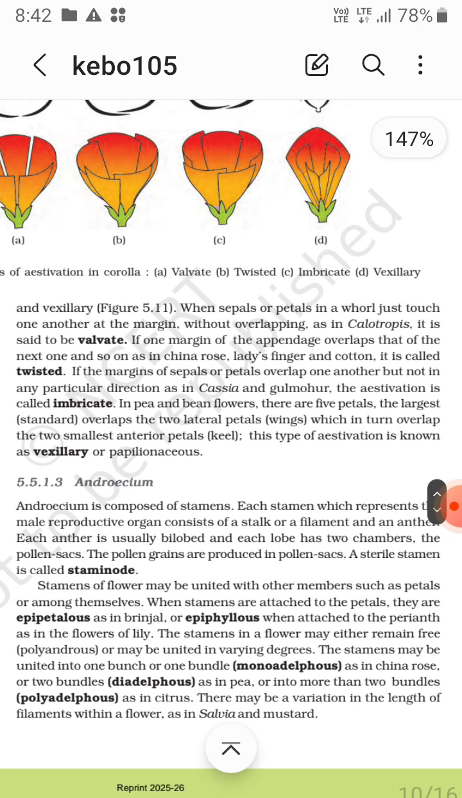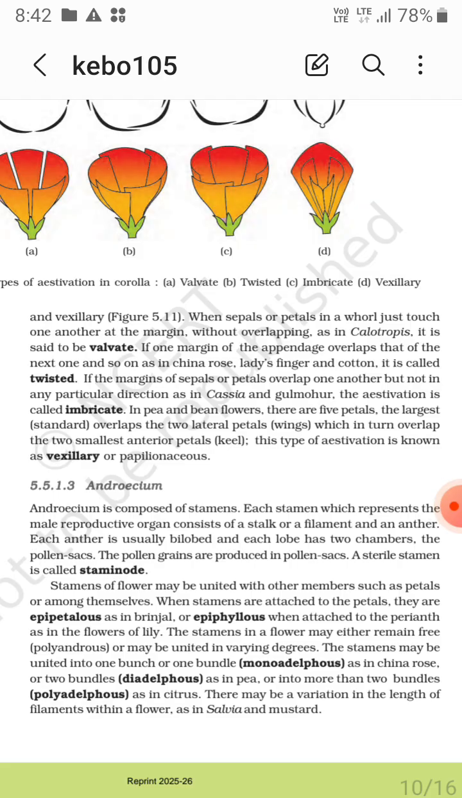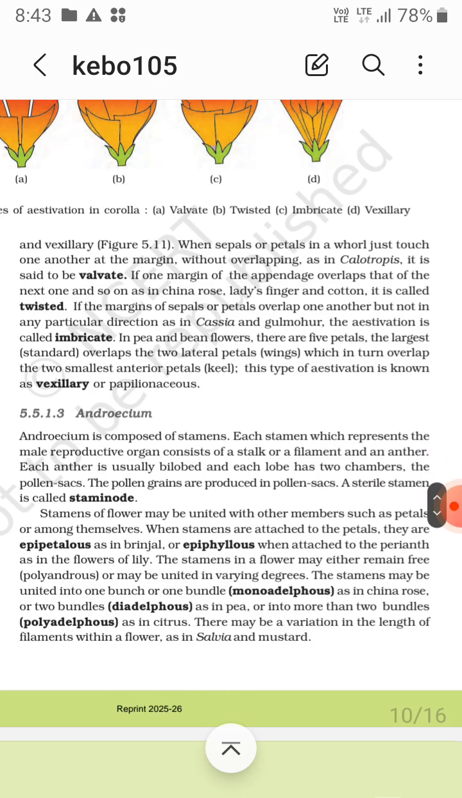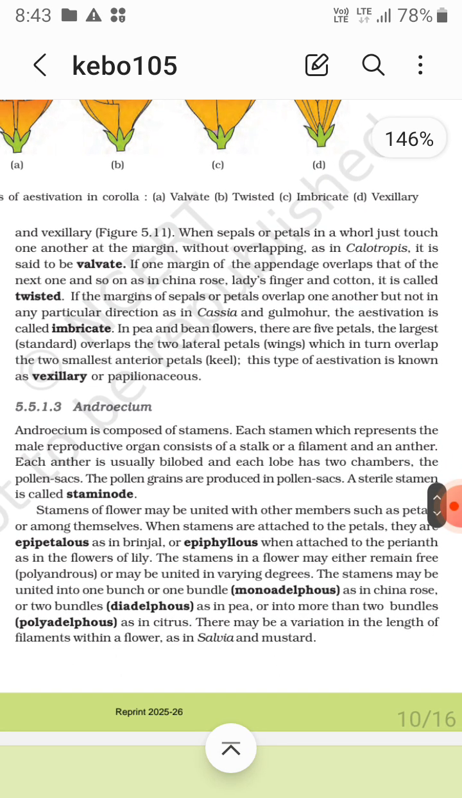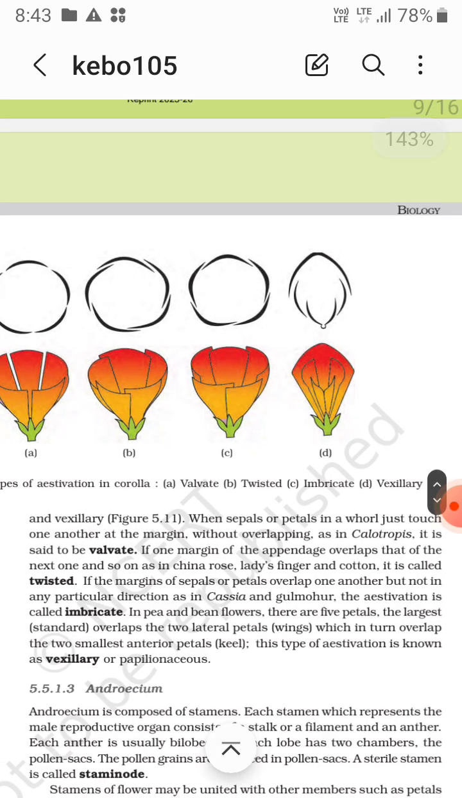And in pea and bean flowers, there are 5 petals. The largest, that is standard, overlaps the 2 lateral petals, that is wings, which in turn overlap the 2 smallest anterior petals, that is keel. This type of estivation is known as vexillary or papilionaceous. So you can see valvate, twisted, imbricate, and vexillary.